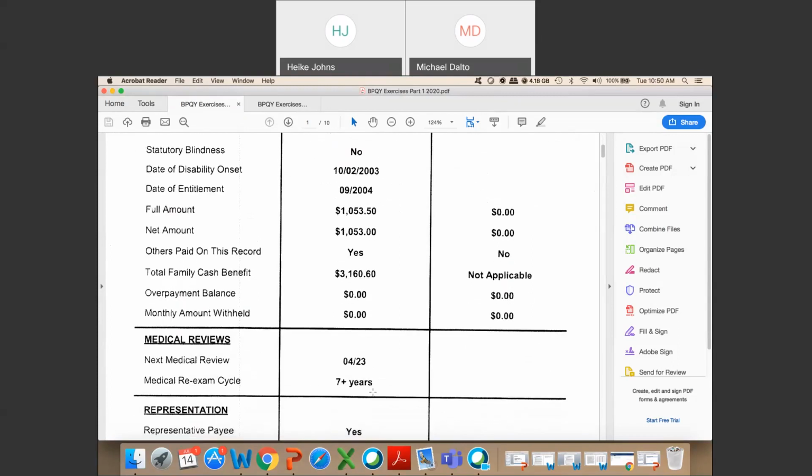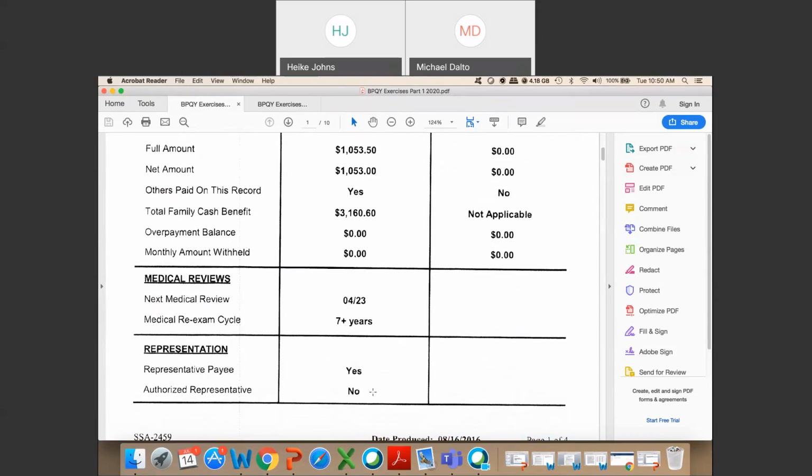Next section is medical reviews. The next medical review is scheduled for around April 2023. And the medical re-exam cycle, this person should be getting medical reviews about every 7 years.